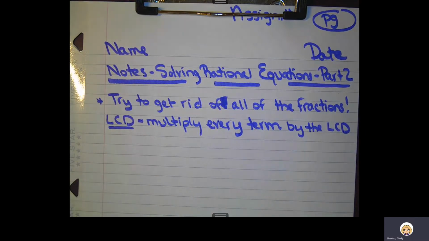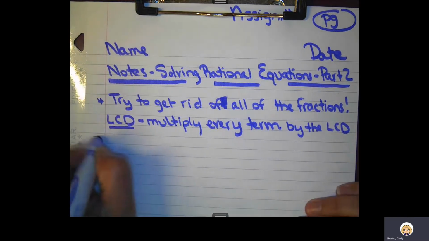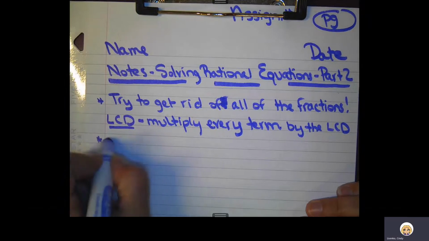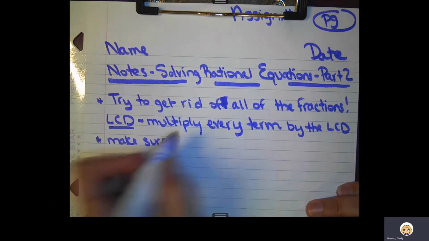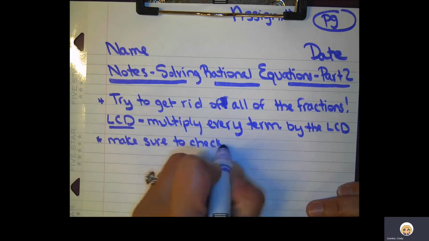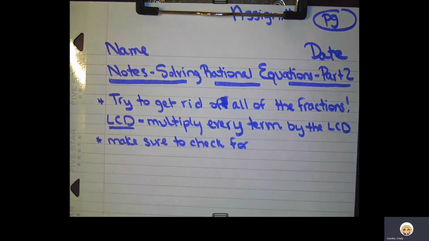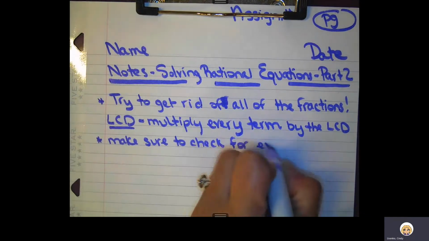The one thing that you want to do though when you get an answer is to check for answers that will not work, which are called extraneous roots. So I'm going to put one more sentence here. Make sure to check for extraneous roots.